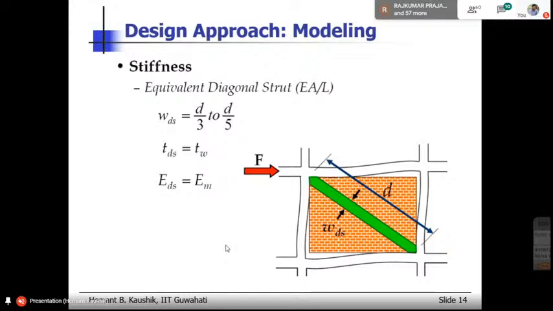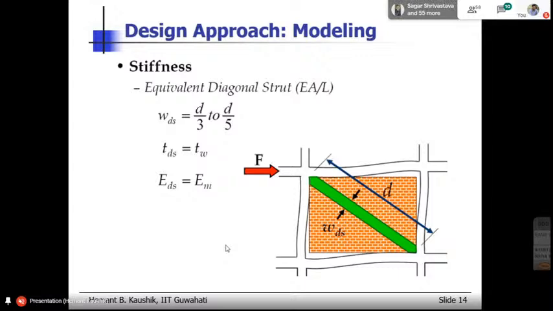Next is E, the modulus of elasticity of this diagonal strut, which comes from the material. So it is the modulus of elasticity of masonry. And the third component is L, which controls the slenderness. It is the total length of the diagonal. So E, A and L: E comes from the material, and A and L come from the geometry.